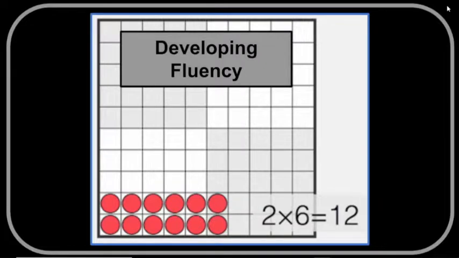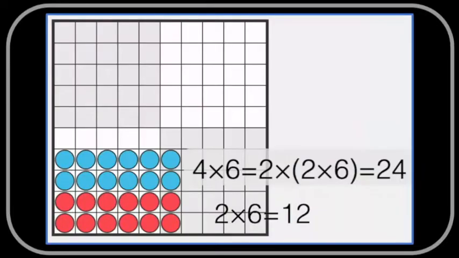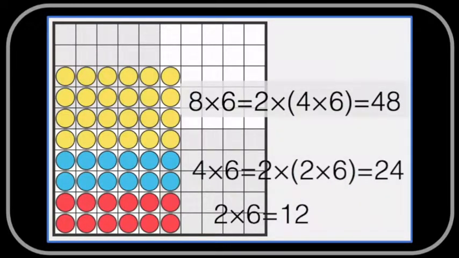To develop fluency with basic facts, 3rd grade students use flexible thinking as they explore patterns and relationships. For example, if you know your doubles facts or you can multiply by 2, then you can also multiply by 4 by simply doubling the product. The same pattern continues as you multiply by 8. You simply need to double the 4's fact.